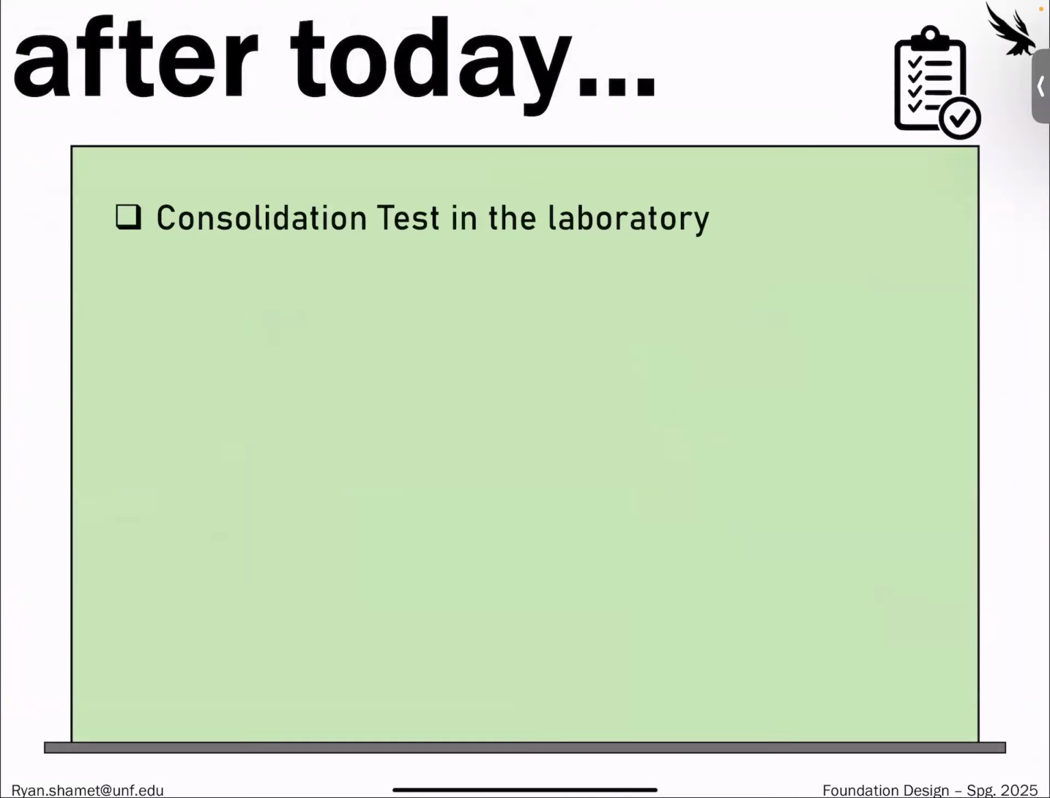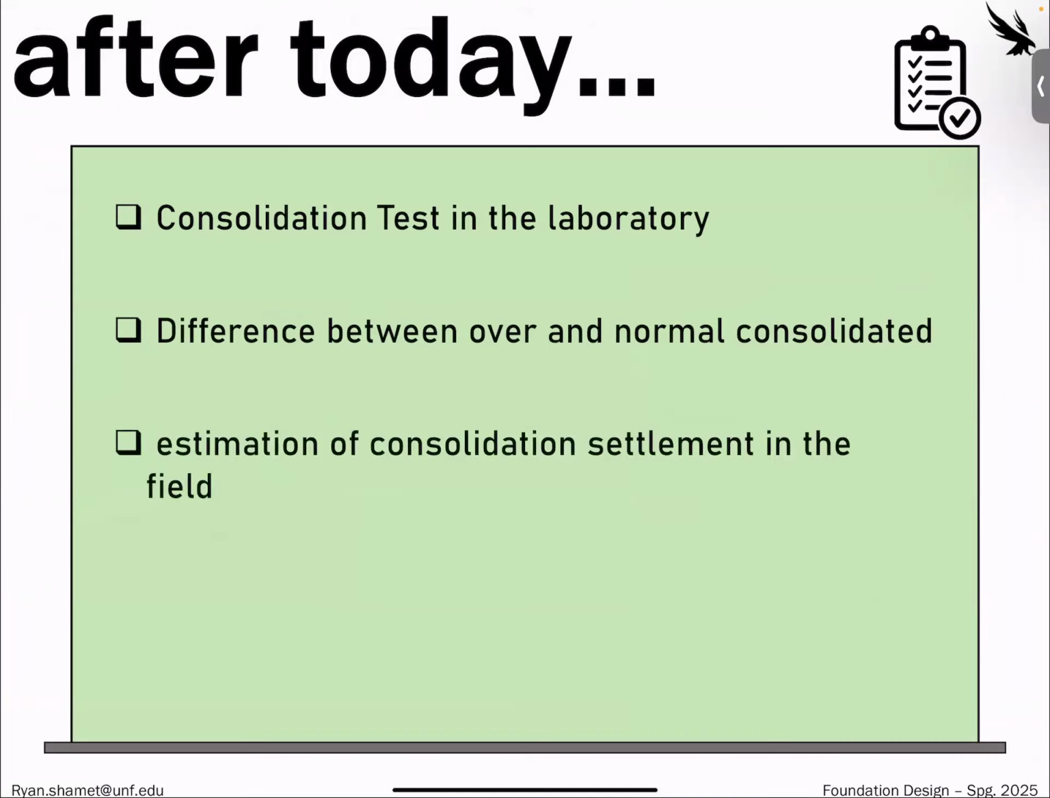So same resources as before, consolidation settlement. What we're going to be covering today is consolidation testing in the laboratory, difference between normal and over consolidated, and then estimations of consolidation settlement in the field. We already touched on this last class, over normally consolidated, as well as consolidation testing in the laboratory. But now we're going to look at real data and then start introducing some of the estimations of consolidation settlement. And then the big thing along with this, eventually what we'll get to is the time.